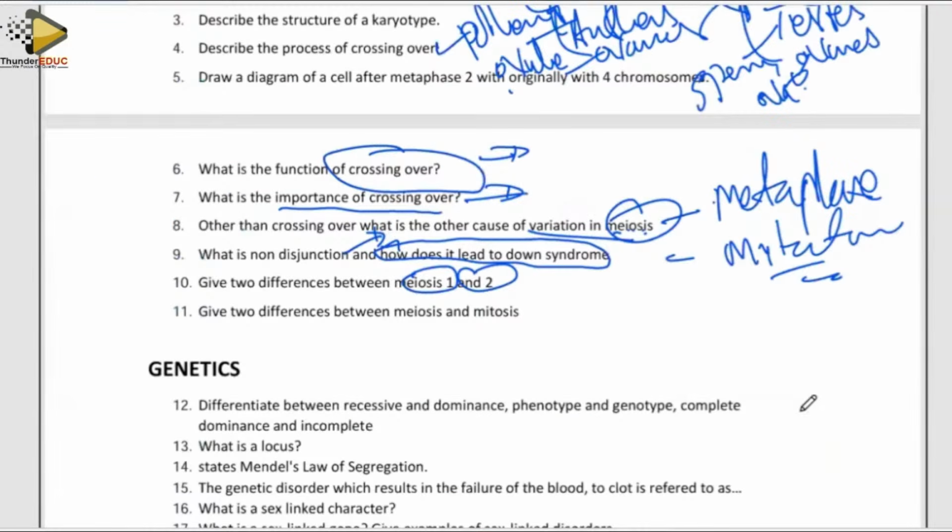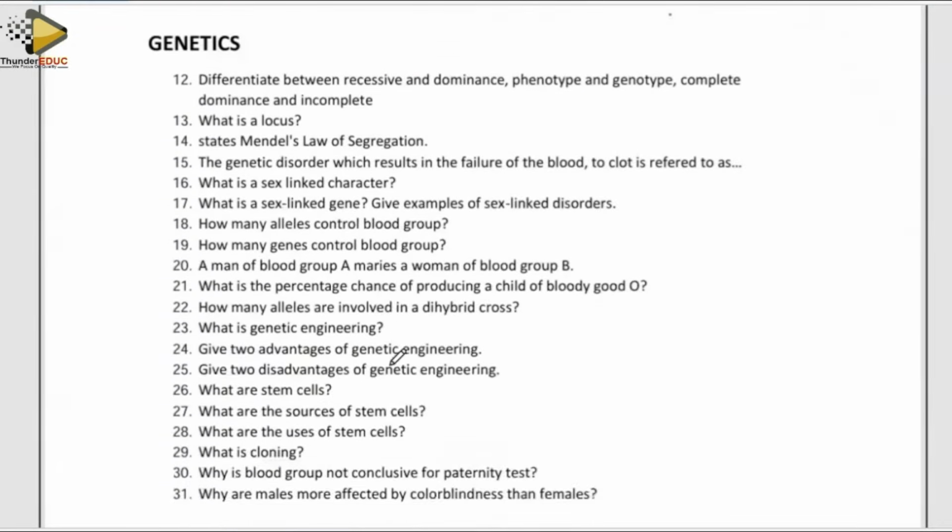correct. Then the difference between meiosis and mitosis: meiosis results in 4 daughter cells, mitosis results in 2. Meiosis leads to variation. In mitosis there is no variation. In meiosis we have 2 nuclear divisions. In mitosis you have 1 nuclear division. So you have to know such questions.